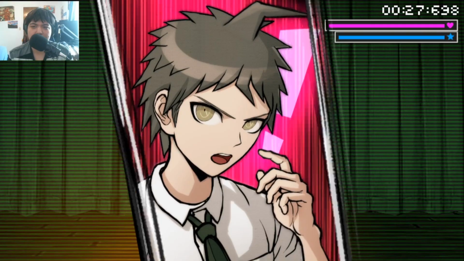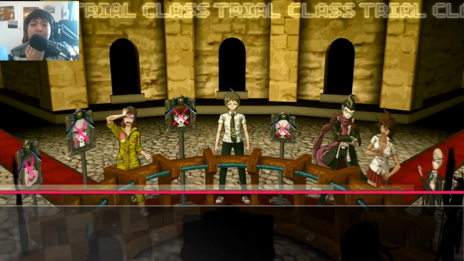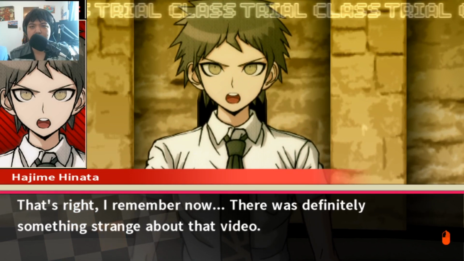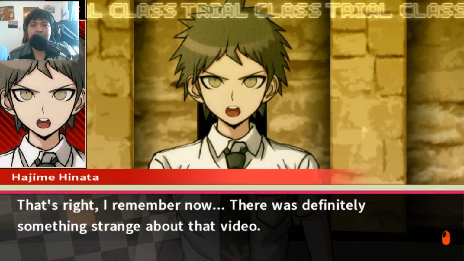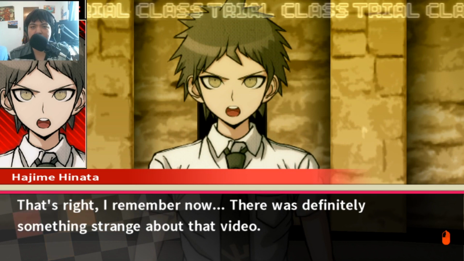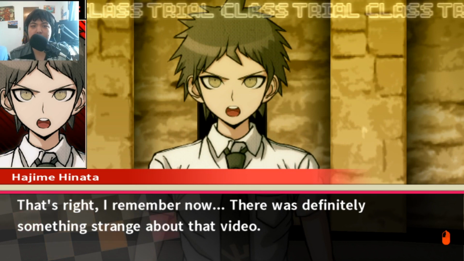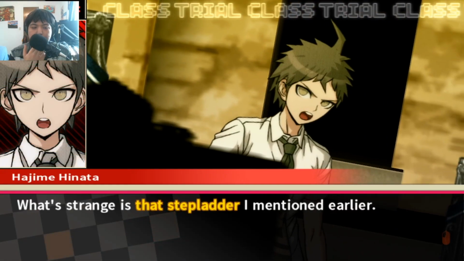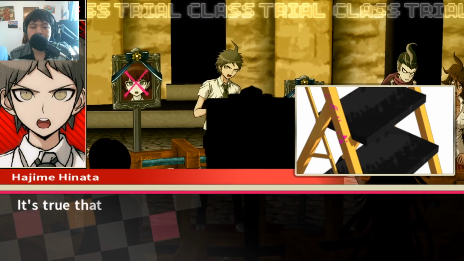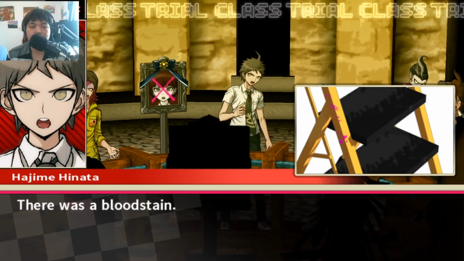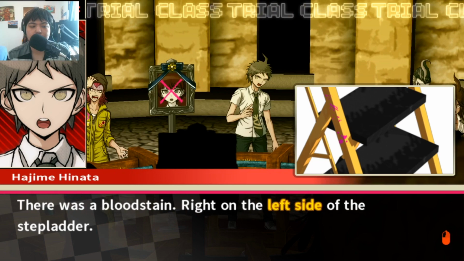Here! Oh, I think I can understand now. That's right, I remember now. There was definitely something strange about that video. So in this match confirmed from the music video had blood on it, not the blood Hajime saw in the video. There are not any left blood on the left side. Can you explain it to us? What's strange is that stepladder I mentioned earlier. It's true that the steps of that stepladder weren't dirty, but on one side, there was a bloodstain, right on the left side of the stepladder.